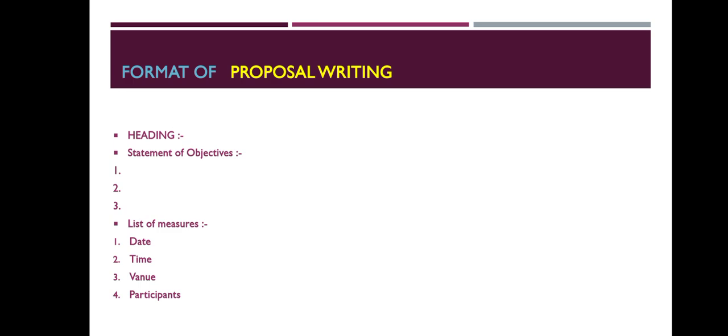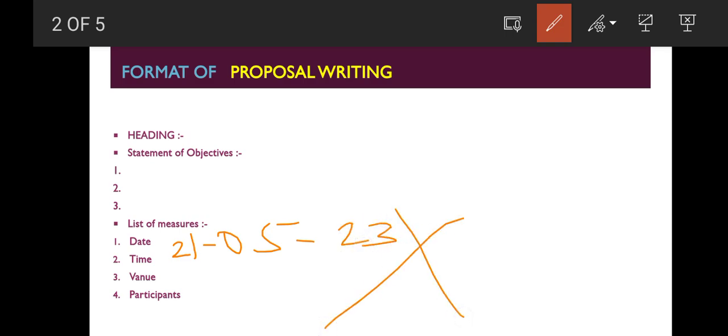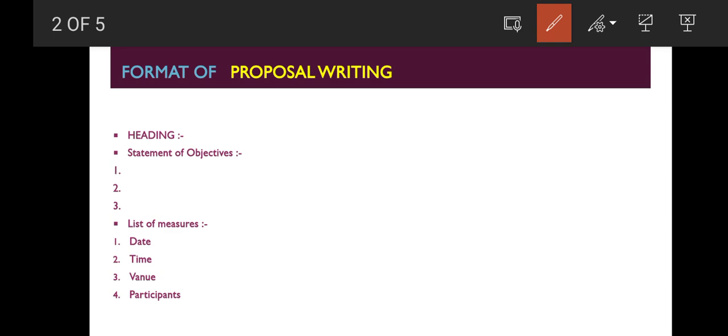Now, what you need to write? You have to write date, not just, suppose there's 21, date 21. You do not need to write like this only. No, this is not a format of a date. Time 9 a.m. to 12 a.m. No, you do not need to write simply in 1 or 2 words. You have to elaborate it.